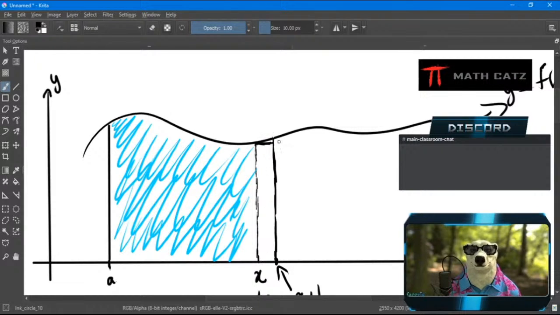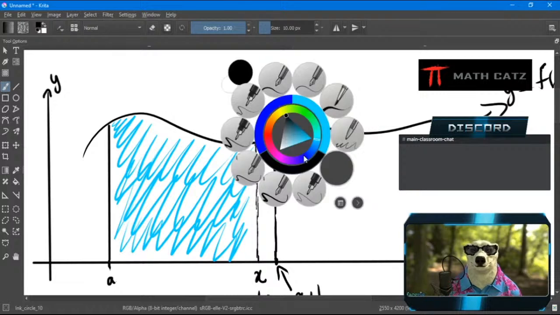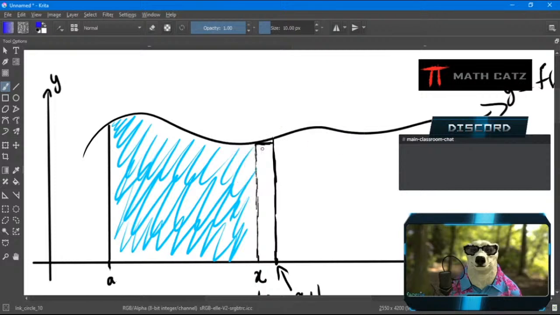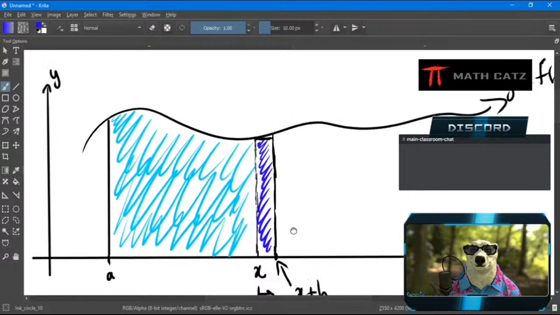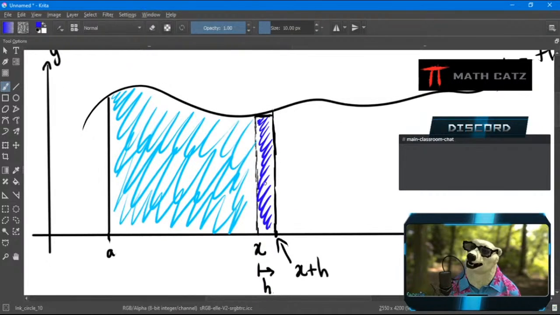Then this rectangle, let's color it purple. This rectangle, if the little gap that I moved forward, h, if h is small enough, then the error that I'm making is pretty small. So this is now a rectangle which is easier to work with.